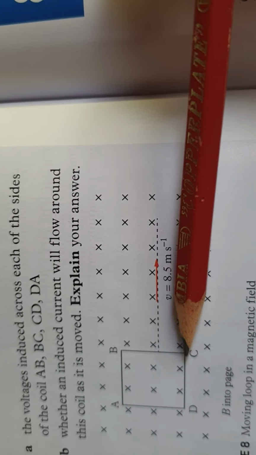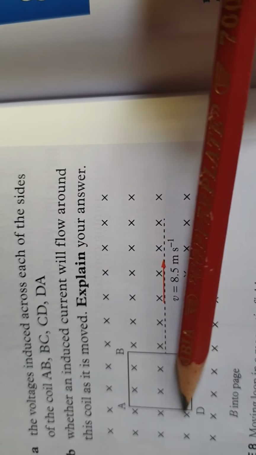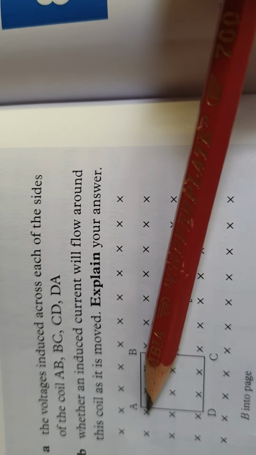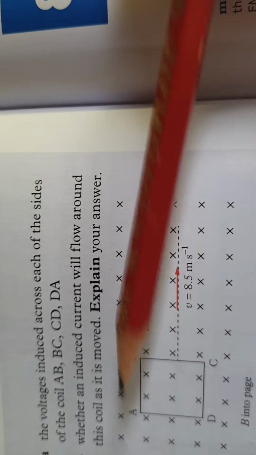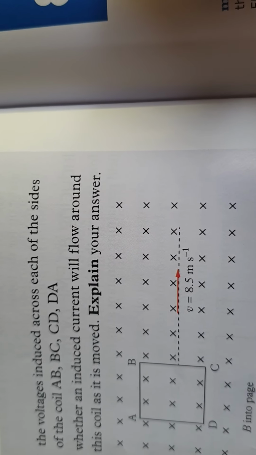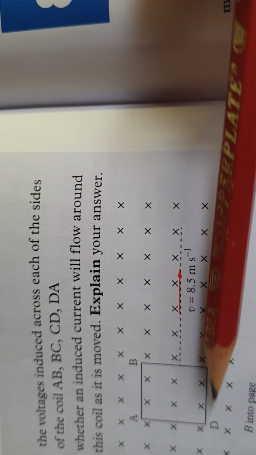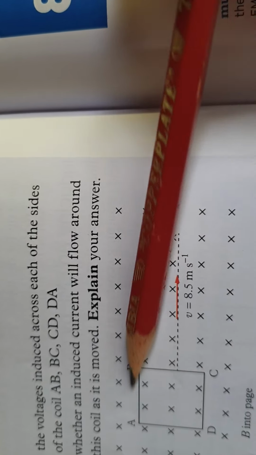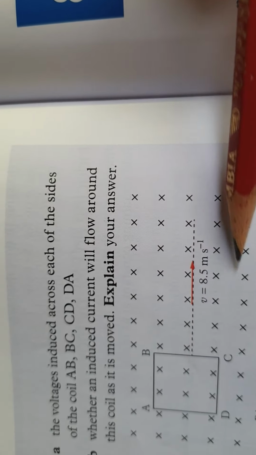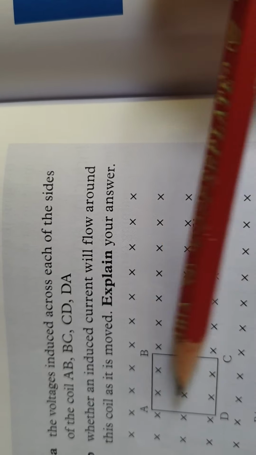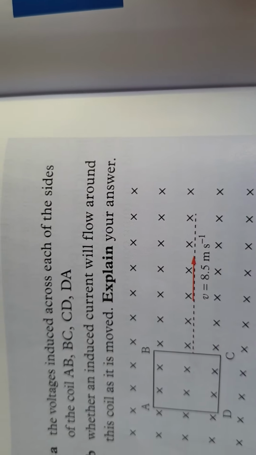All right, so when this is moved, it's only this part, the BC and the AD, that will cut across the field lines. So it's only in those two parts of the coil that an EMF will be generated. In this part, AB and DC, they don't cut across. They're moving along here, and they're not going to cut across the field lines. So they're not going to generate any kind of an EMF.